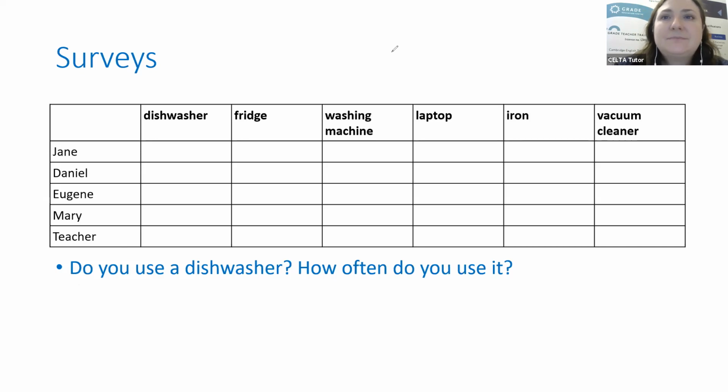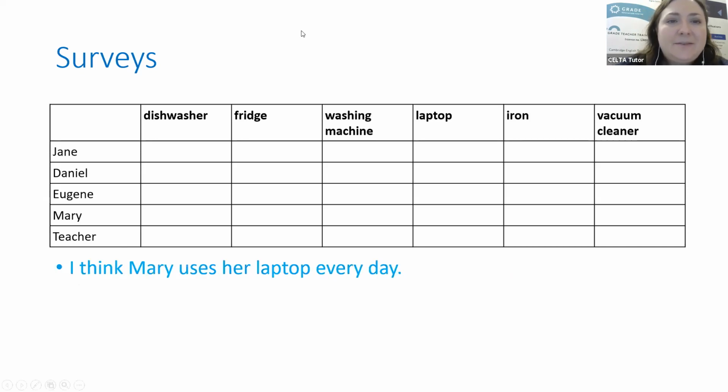Okay, moving on. Here we asked questions. Then with the surveys, what we could do is ask students to make predictions and speculations. Like, I think Mary uses her laptop every day. So before they actually ask their partners, we can ask them to speculate what their partners might be using, tick it, and then actually ask the partner if they really do that, and check how many guesses they had. So it could also be interesting for some kids, and it would work very well in some classes. Okay, so that's about the surveys.